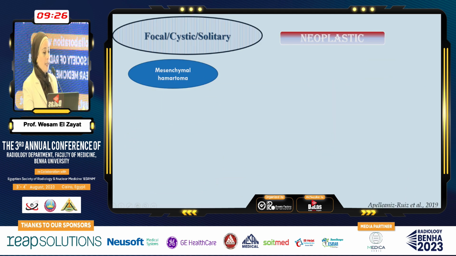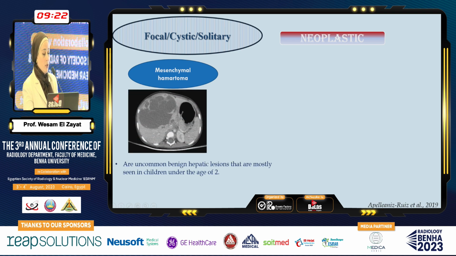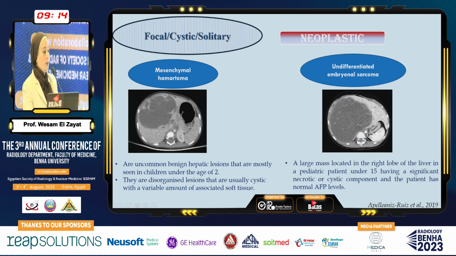Neoplastic, focal, cystic, and solitary lesions include mesenchymal hamartoma. They occur in a younger age group, are uncommon, and are usually cystic with a soft tissue component. Undifferentiated embryonal sarcomas occur in an older age group, under 15, and have a significant necrotic and cystic component.